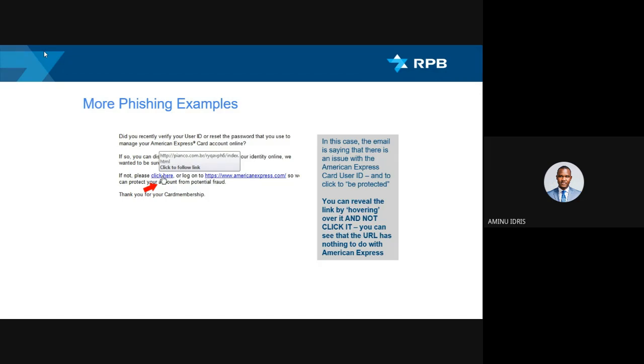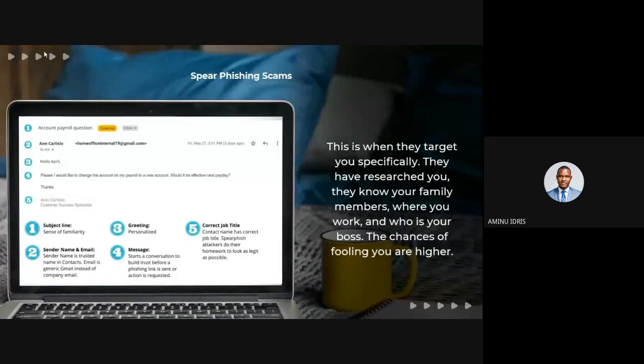If you are using a system, you can hover. If you are using a mobile phone, you can long press on it. Once you long press on the link, the real link is going to be displayed to you. And then from there, you can decide whether to proceed to carry out the action that they requested you to do or not. So that is actually what the phishing email entails.